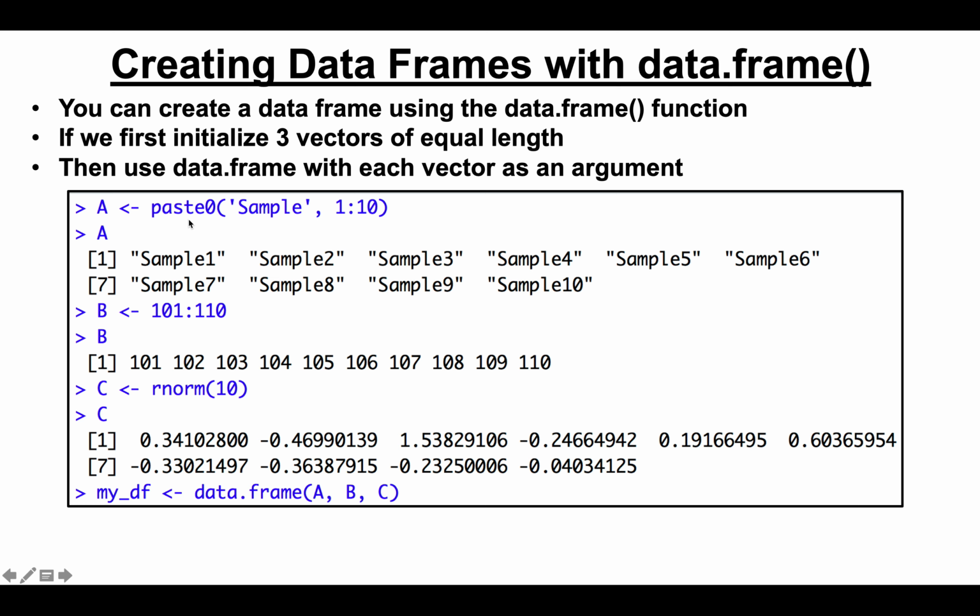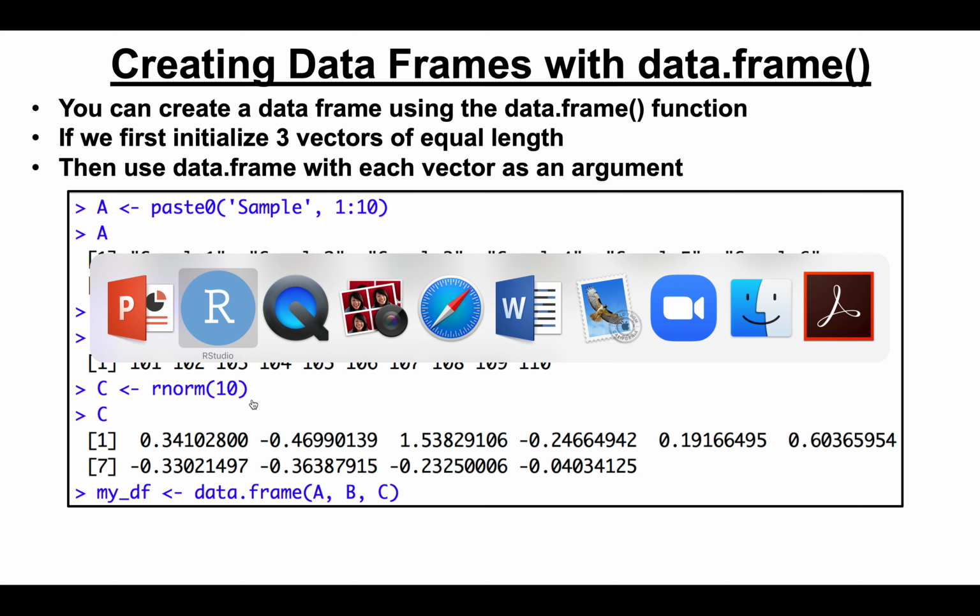And so in this case, we're going to use paste0, which I think we saw last time. Maybe not. It's a variant of the paste function that's just going to smash this character data together with these values and create a new vector. We'll grab the numbers from 101 to 110. And then we'll grab 10 random normal values. So let's go ahead and do that.